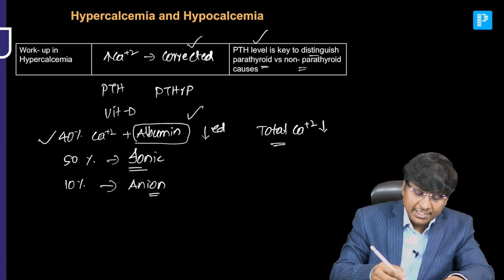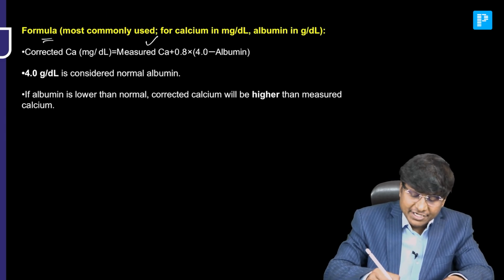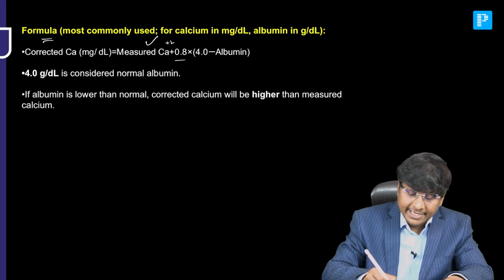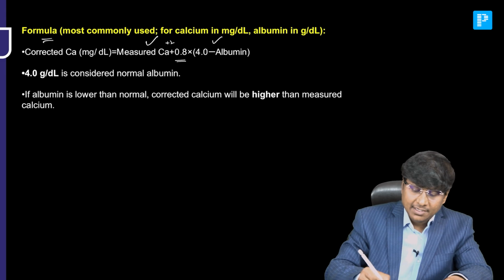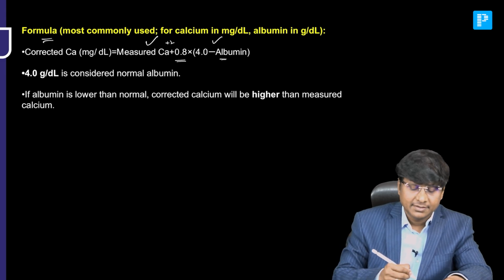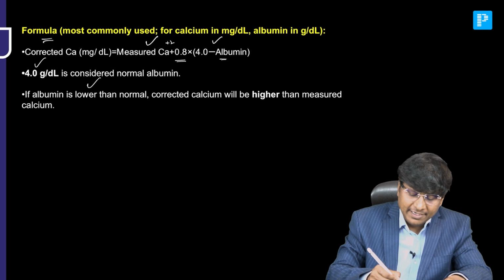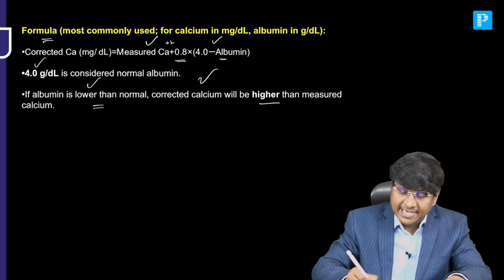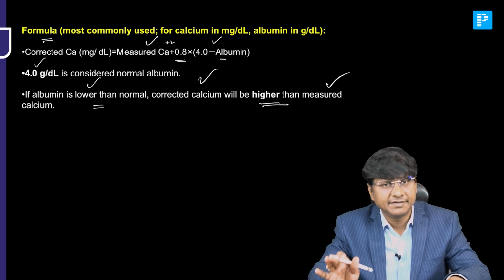Now, what is the formula for the corrected calcium? Corrected calcium is equal to measured calcium plus 0.8 multiplied by 4 minus albumin. And how much is the normal albumin level? The normal albumin level is 4 grams per deciliter. If the albumin level is low compared to normal, the corrected calcium will be higher than the measured calcium. Let me just give you an example.